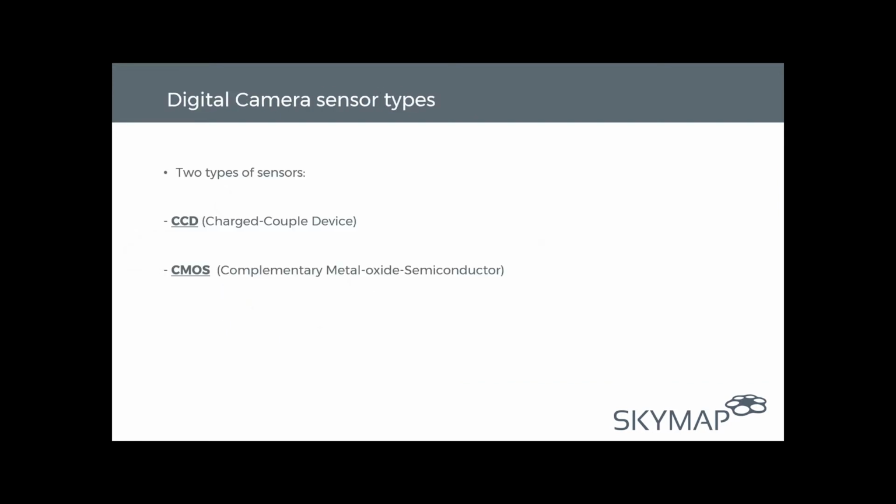Digital cameras mainly have two types of sensors: the CCD sensor and the CMOS sensor. The CCD sensor is found in mobile telephones as well as the older generation digital cameras. The CMOS sensor can be found in some of the mobile telephones nowadays, as well as your SLR or so-called single lens reflex cameras, as well as most DJI drones.